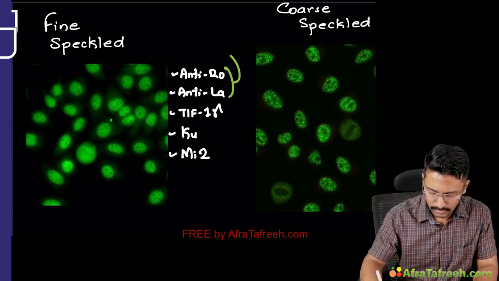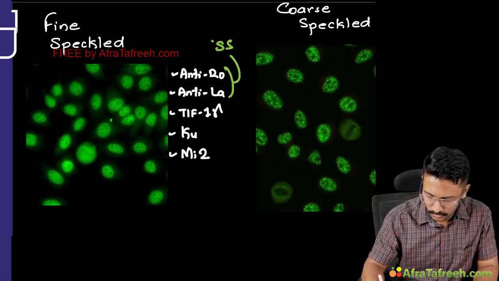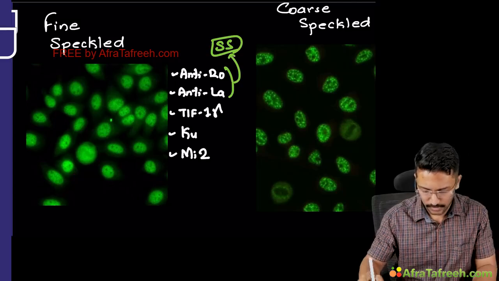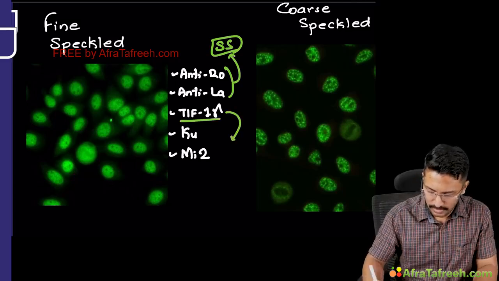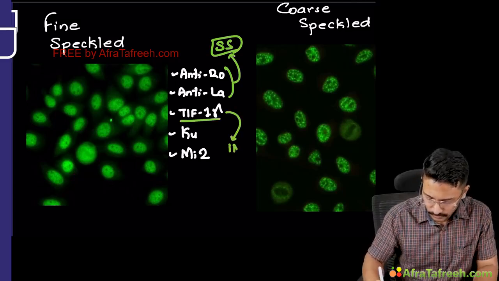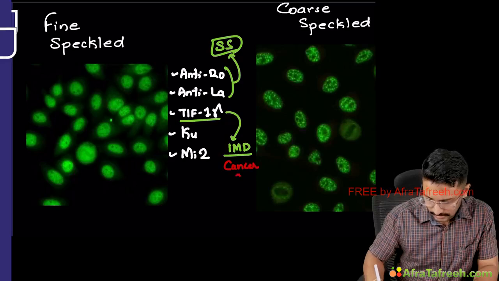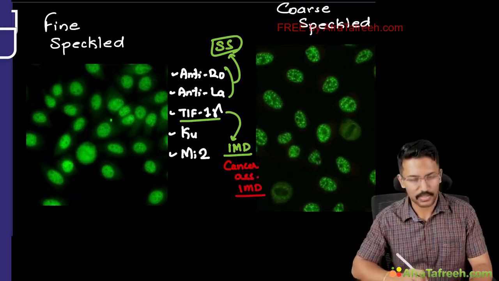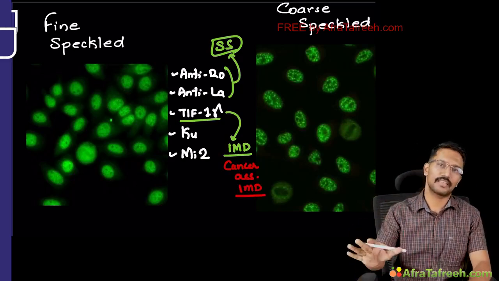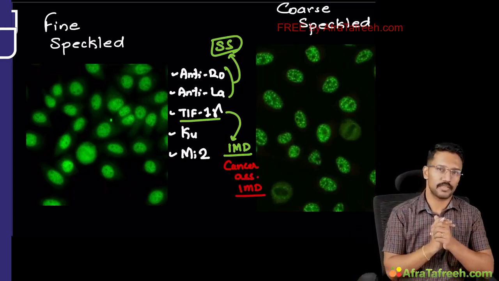Anti-Rho, anti-La, the Sjogren syndrome, whether primary or secondary. Then TIF1 gamma, we see that in patients with inflammatory muscle disease, and it particularly correlates with what? Cancer-associated inflammatory muscle disease or dermatomyositis or polymyositis. TIF1 gamma correlates with cancer-related inflammatory muscle disease, right?